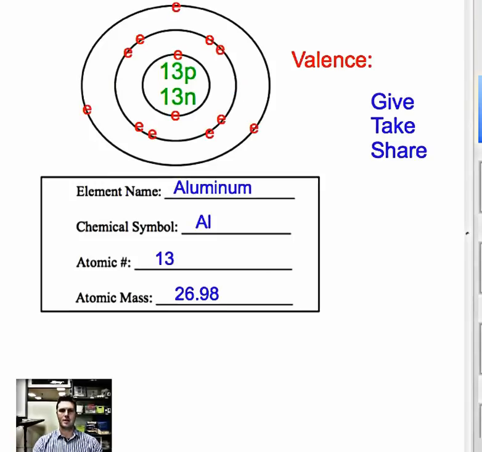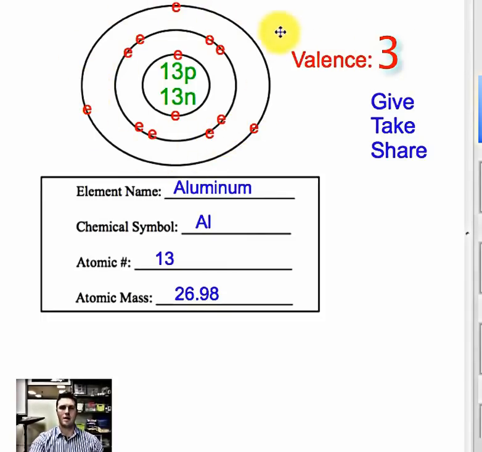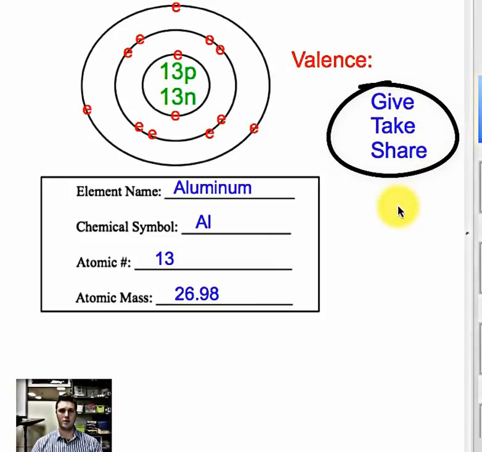Aluminum. All right, so aluminum is 13 protons, 13 neutrons, 2 electrons in the first energy level, 8 electrons in the second energy level, and 3 in the third energy level. So the valence is 3. Now I have these words here: give, take, or share. And what do these mean?